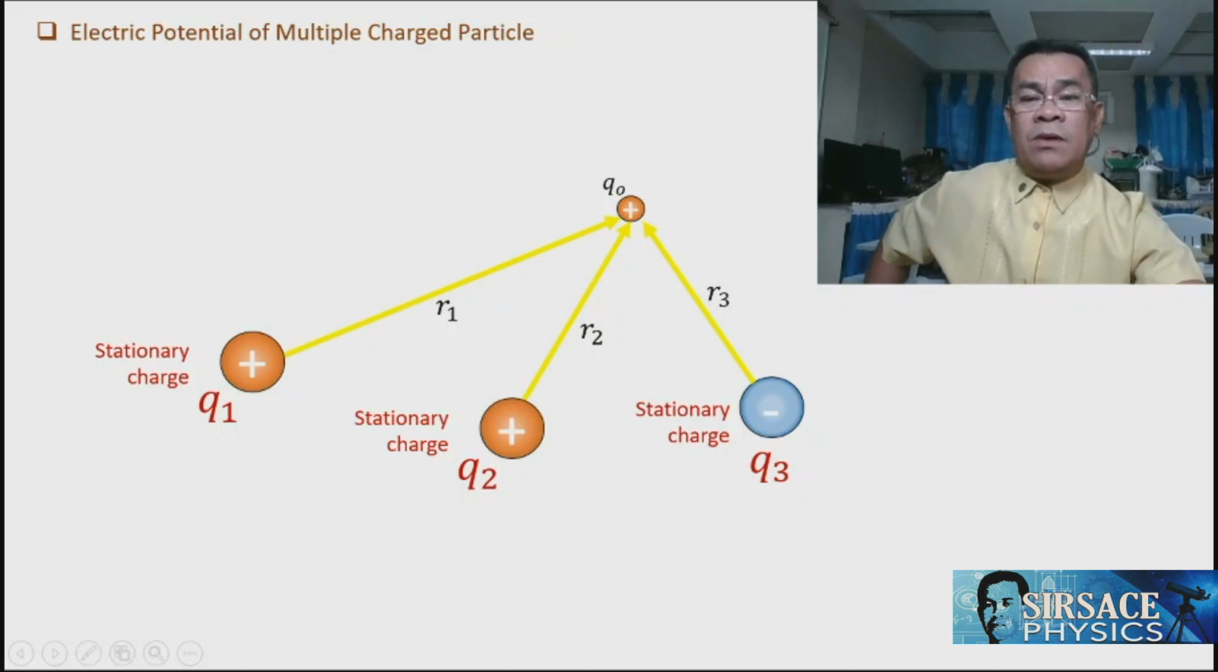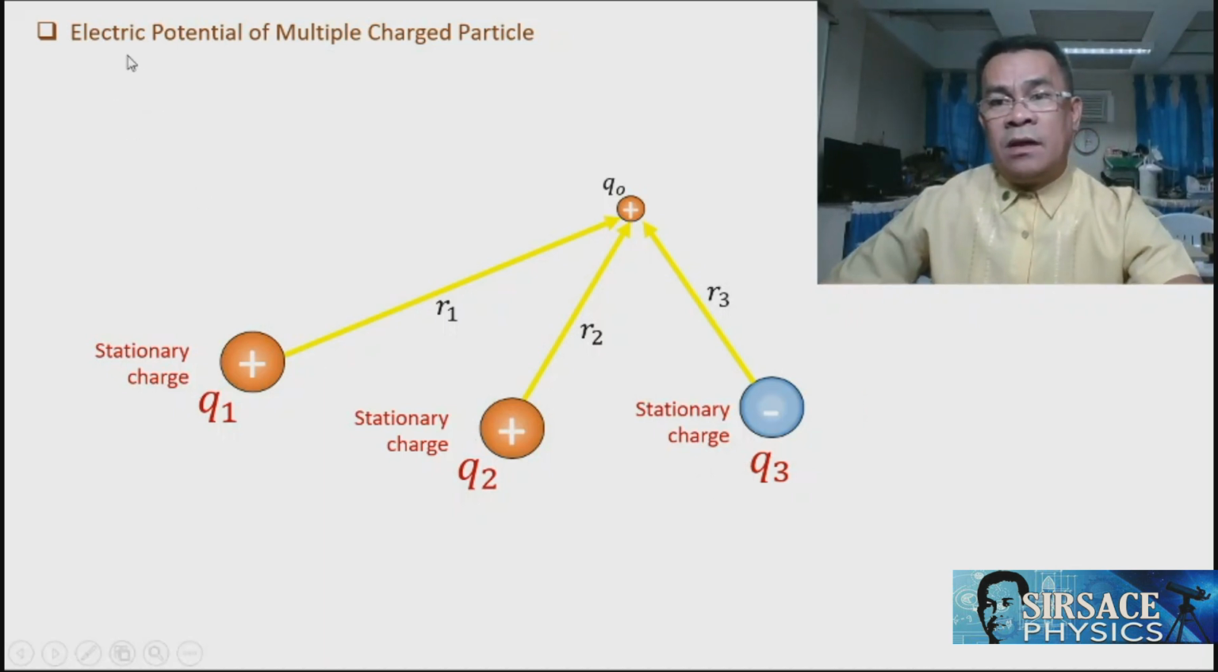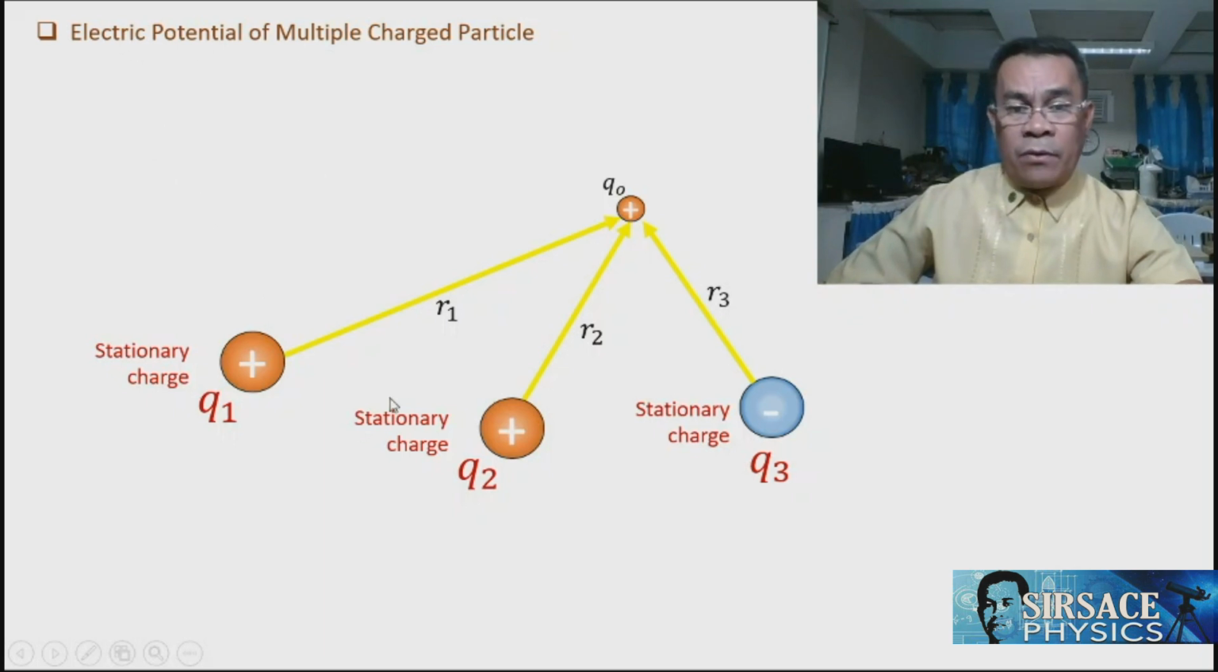Now what will happen if we have multiple charges surrounding this charge? We call this the electric potential of multiple charges.